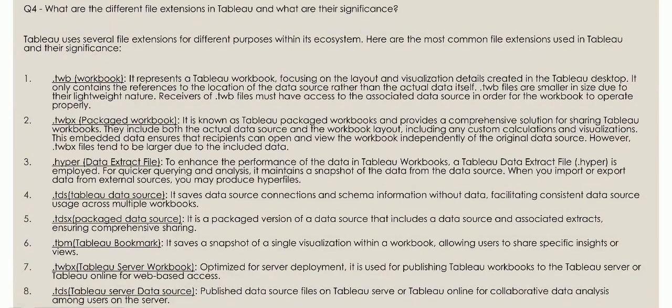Q4. What are the different file extensions in Tableau and what are their significance? Tableau uses several file extensions for different purposes within its ecosystem. Here are the most common file extensions used in Tableau and their significance. .twb, workbook: it represents a Tableau workbook, focusing on the layout and visualization details created in Tableau Desktop. It only contains the references to the location of the data source rather than the actual data itself. TWB files are smaller in size due to their lightweight nature. Receivers of .twb files must have access to the associated data source in order for the workbook to operate properly.